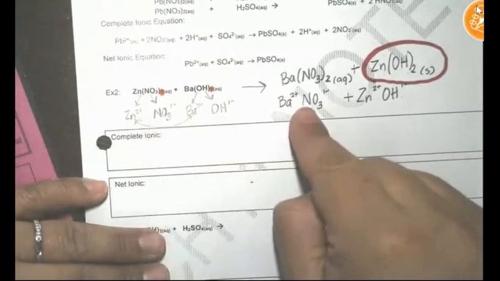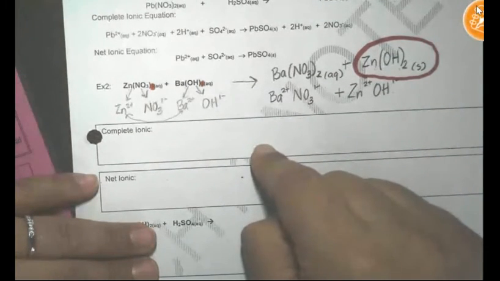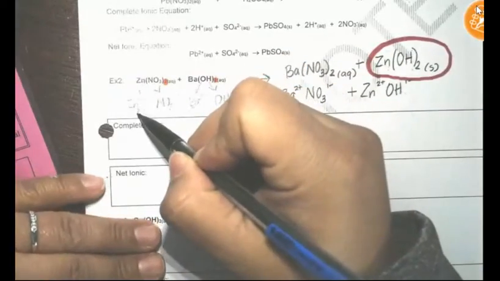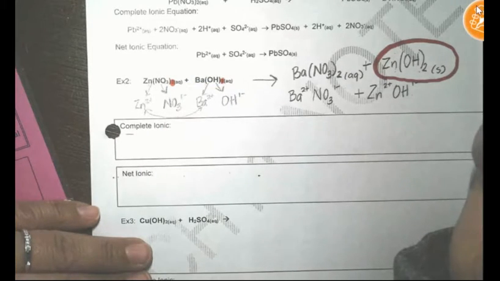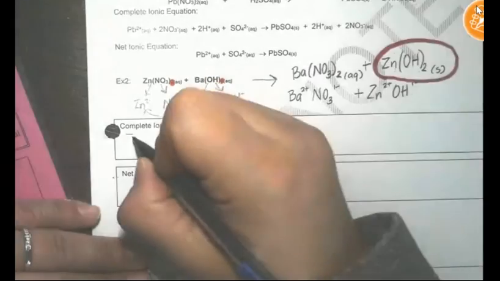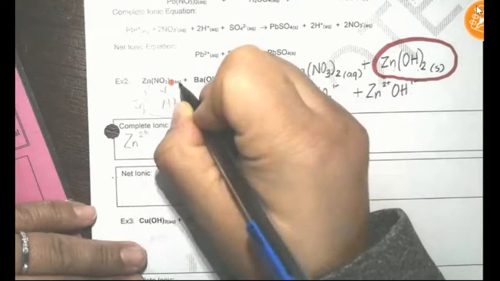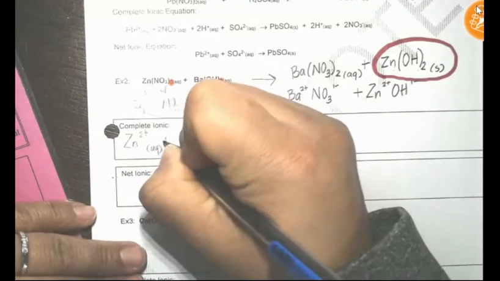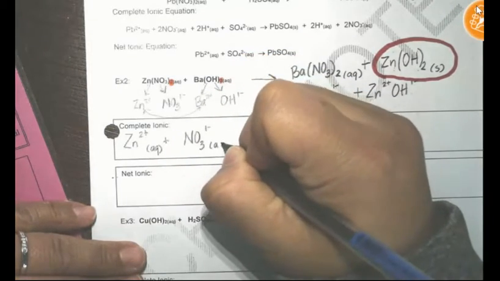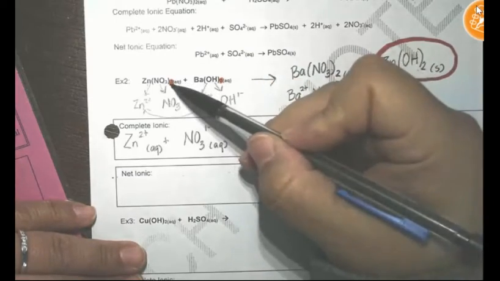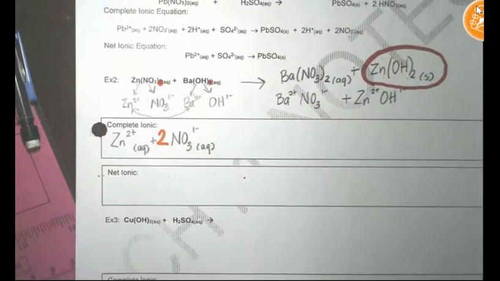If you have already written these ions out, it's going to make it so much easier to write the complete ionic equation. So I start with zinc, right? 2 plus. So now the complete ionic is to write them all as ions, except for the solid you keep together, or liquid water you keep together. So I have Zn 2 plus. That's aqueous, so I put AQ, plus NO3 1 minus, aqueous. Remember how we had that 2 there? That 2, though, has to go here. Any questions on that?